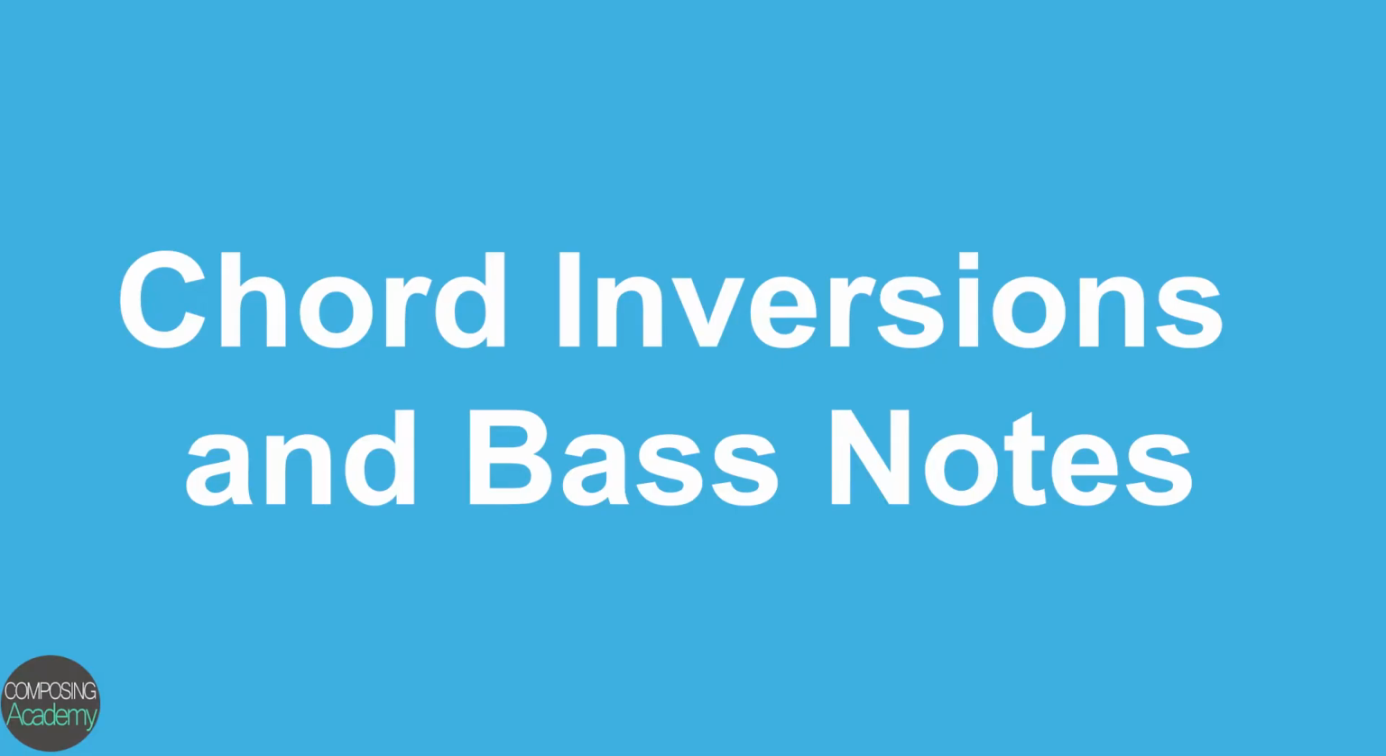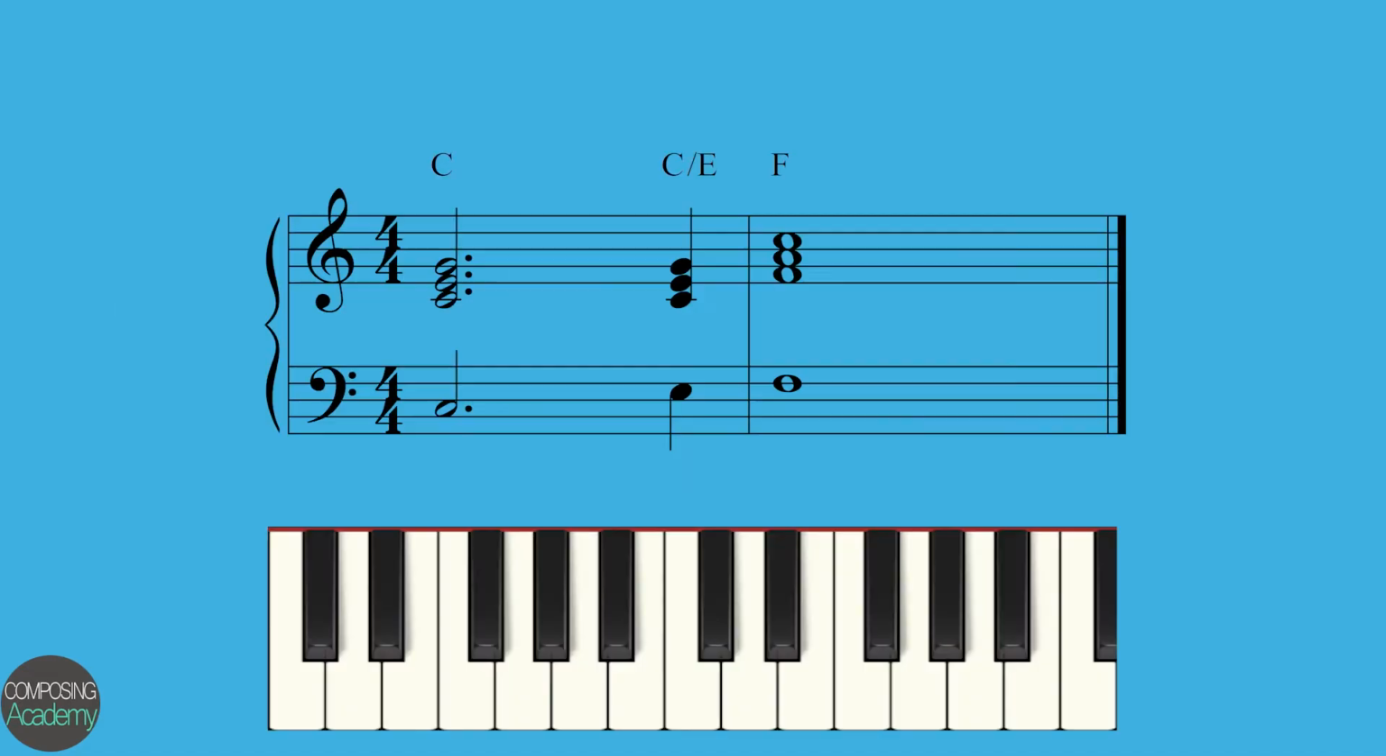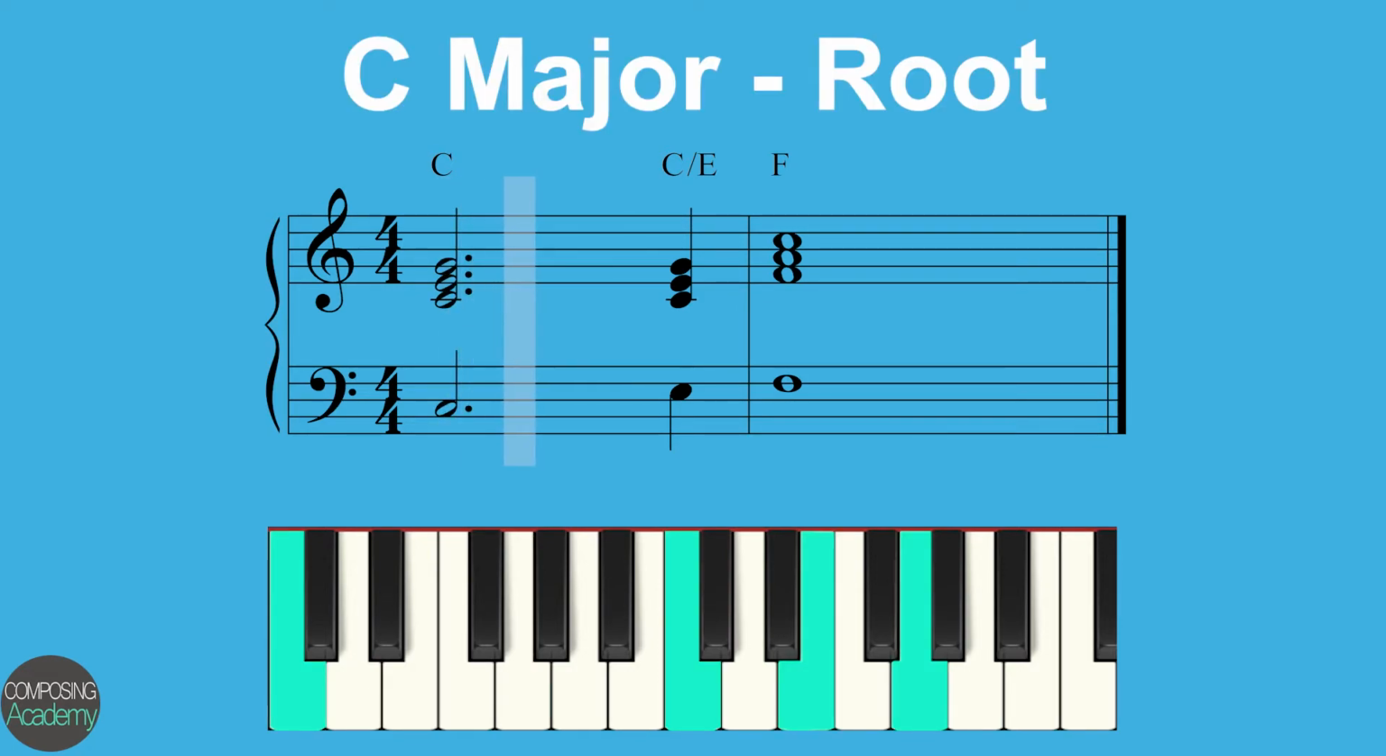Chord inversions and bass notes. As well as normal triads, inversions can become really useful when used with bass lines. Let's take the C major chord played by a string section. We start with a C major chord in root position. The note C is the bottom note of the chord.